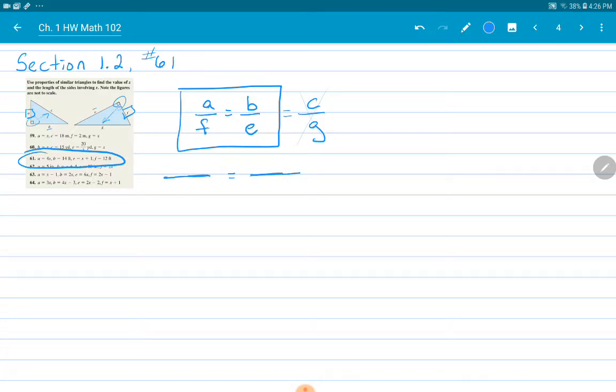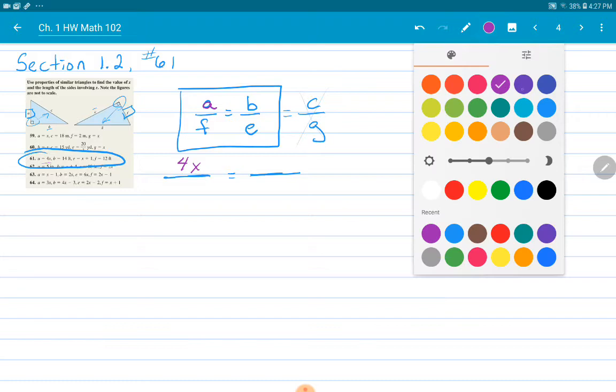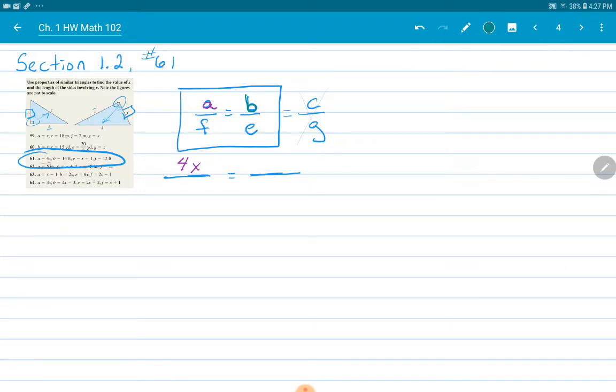And our A is the 4x, and we have a B, which is 14, and we have E, x plus 1, and we have F, which is 12. So I need to solve for x, and then I can plug x back into those four formulas to find A, B, E, and F. So to solve for x, I need to cross multiply.